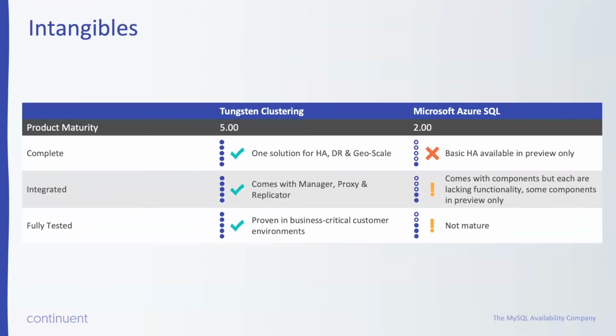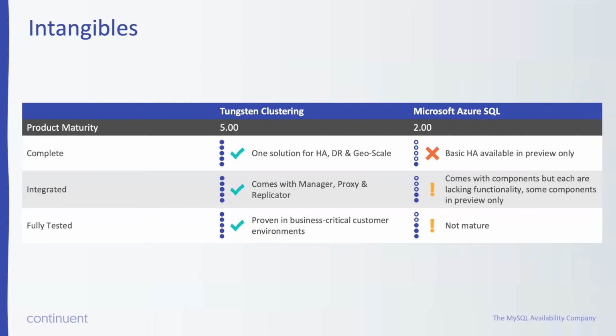And how long have these solutions been around? Well, Tungsten Clustering has been around for well over 10 years. And we actually have a customer that celebrated their 10-year anniversary with us. And it's complete. And what does that mean? It's a single solution that provides HADR and geoscaling, and it includes all the pieces necessary for that. So again, the management piece, the replication piece, and the proxy piece, and they all work together, right? And fully tested, of course, we process billions of dollars in transactions.